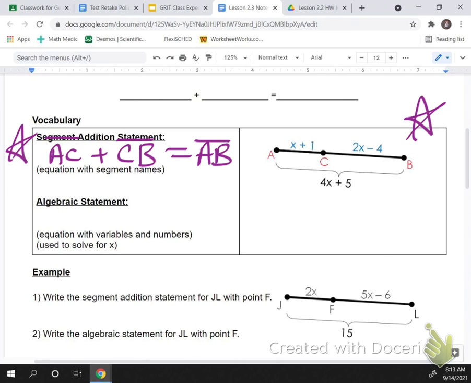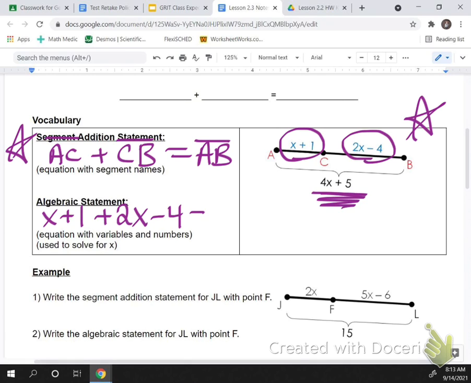If they ask you for the algebraic statement, notice we've got some expressions here. We're going to be writing an equation out of this. x plus 1 plus 2x minus 4 equals this whole line segment, which is 4x plus 5. So we're going to be writing that algebraic statement right here. That's the algebra statement of it.